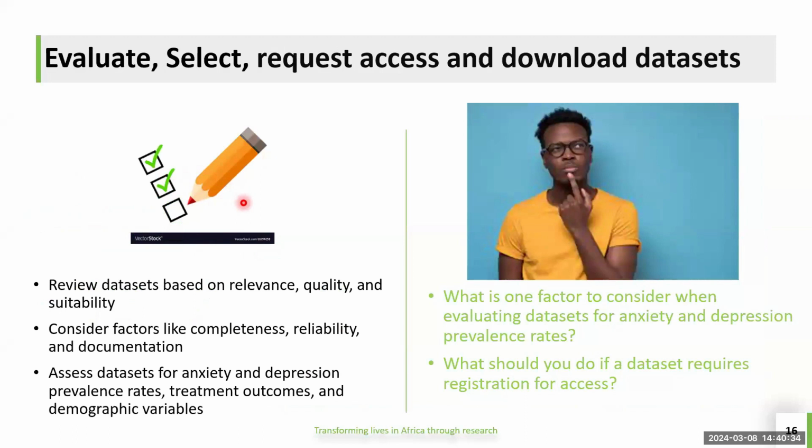And then, as we said, once you get the data, you want to review the data set for relevance, quality, and suitability. Consider things like completeness, reliability, and documentation. Assess the data set for anxiety and depression: prevalence rates, treatment outcomes, or whatever else you are interested in in the context of anxiety, depression, and psychosis.